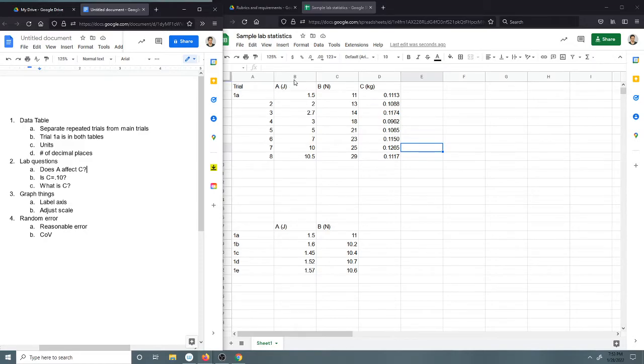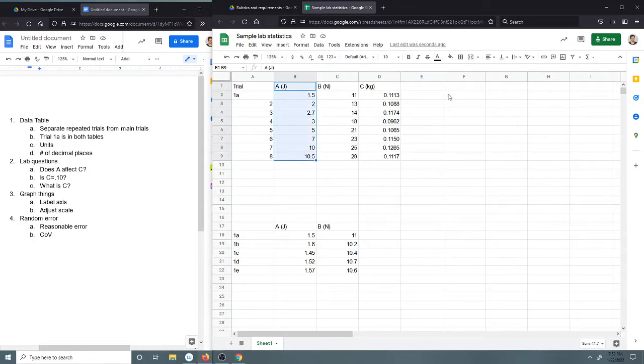The easiest way to do that is to copy these things into a different spot on the data table. You're not going to copy that into your final lab report, but you'll have it off to the side. With this one, because these are just values that I took, it's easy. I highlight all of A, since I want A to affect C, then I need to copy C. Now watch what happens the first time I do this.